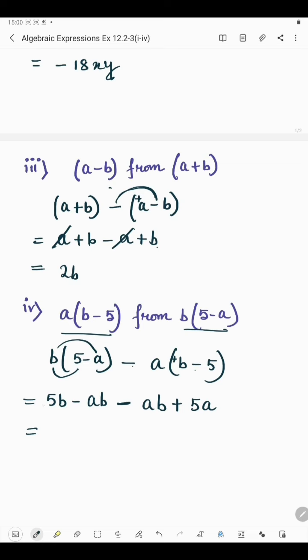Okay, now here the 5b term is not present, only the b term is present, and the rest, here we have the ab term and here we have the a term, so these are unlike terms, so they will remain the same. Now here ab and ab, so minus minus, the coefficient of ab is 1, so 1 plus 1 is 2ab, and the sign will be minus, as both the terms have a minus sign, and then plus 5a. Since here only one a term is there, we cannot do anything with this. So the answer of the fourth part will be 5b minus 2ab plus 5a. As these three are unlike terms, it cannot be simplified further. Okay, so this was all about question number 3.